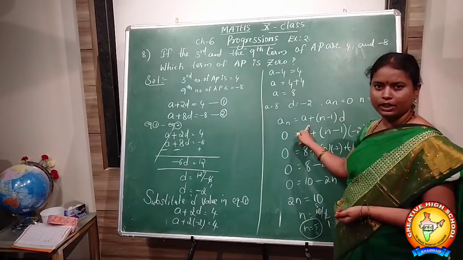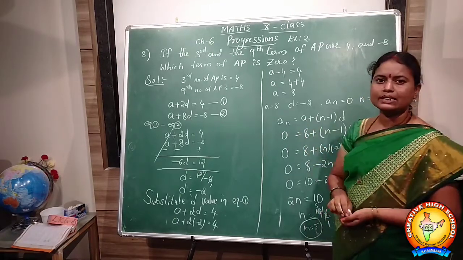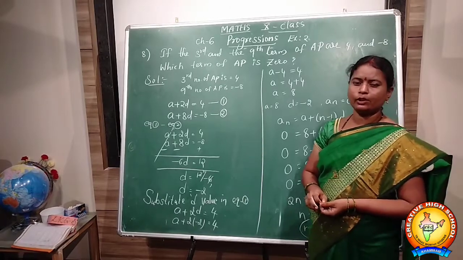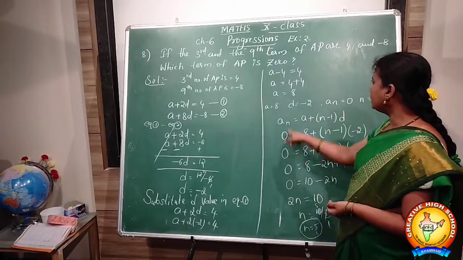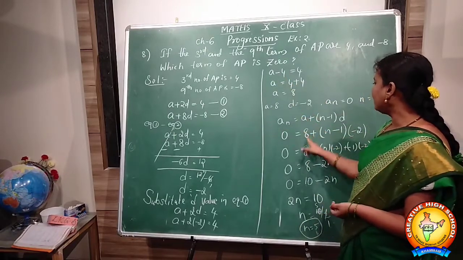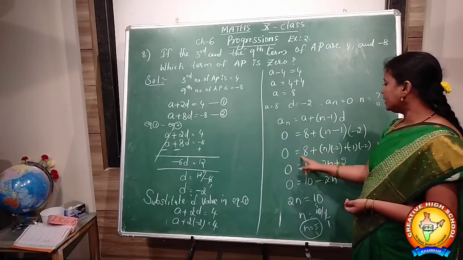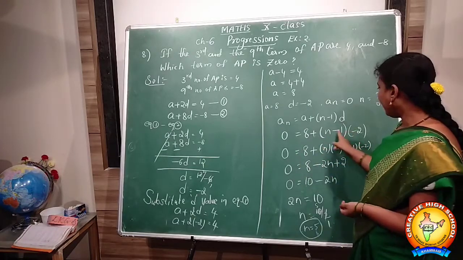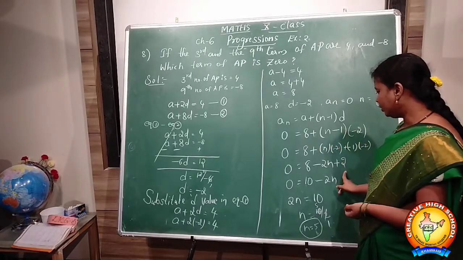We have the formula to find the nth term. An is equal to A plus n minus 1 into D. So, here I am going to substitute the A value, D value and An value in the formula. If I substitute An is equal to 0, A value is 8 and D value is minus 2, 0 is equal to 8 plus minus 2 into n, minus 2n, minus into minus becomes plus, 2 ones are 2.